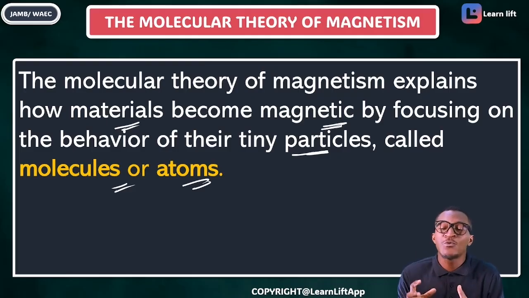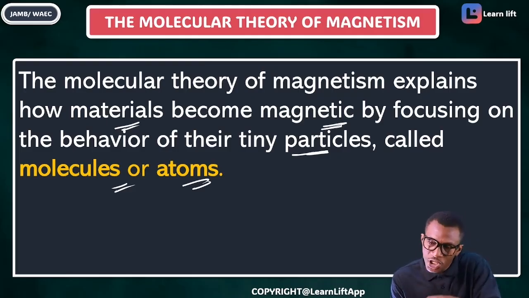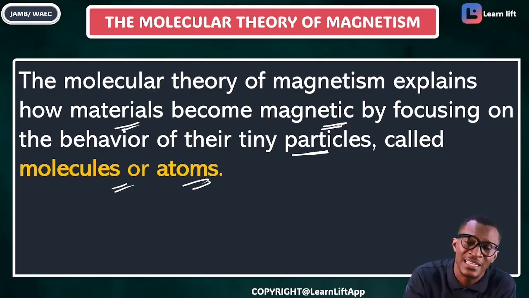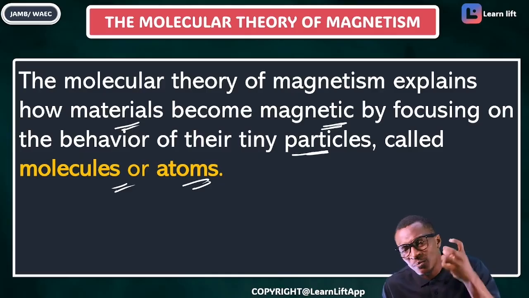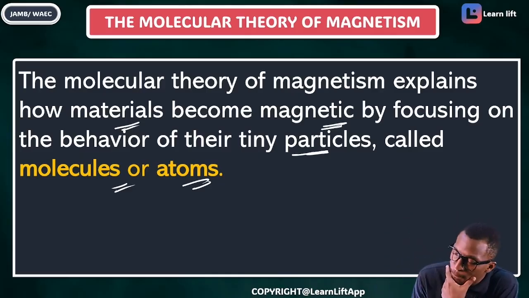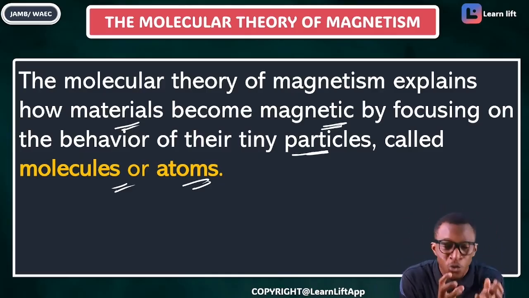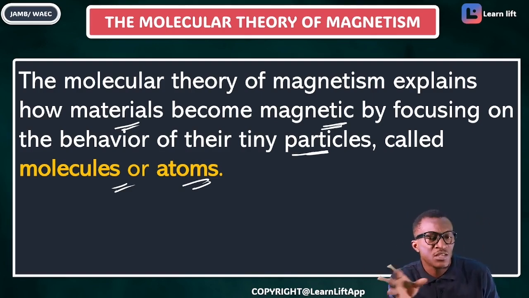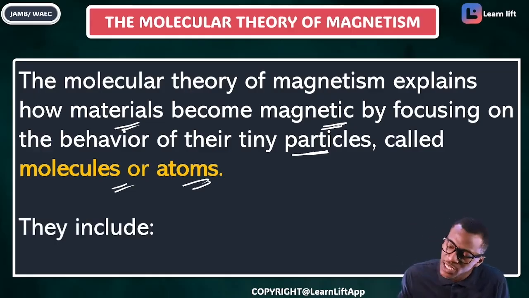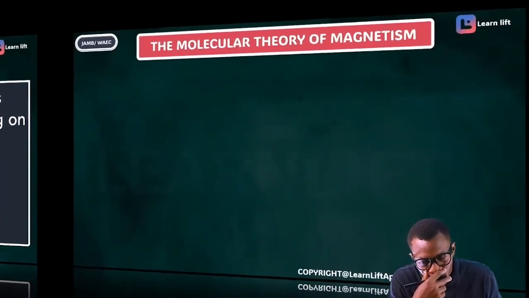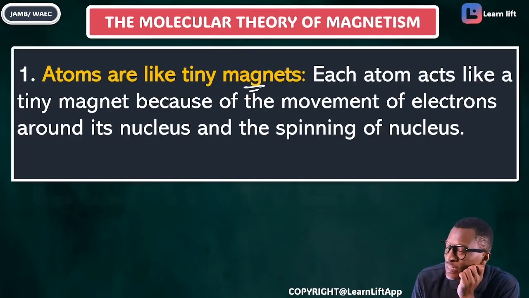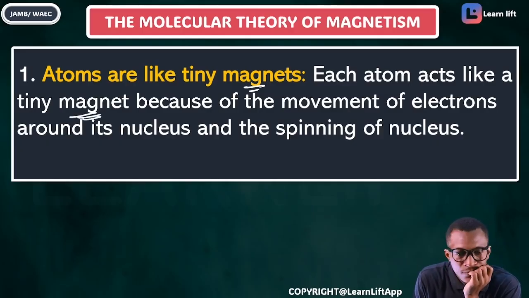Molecules. So we focus on the tiny molecules of that material. In as far as a magnet can attract a substance, we try to check the magnetism. What is it in this matter that the magnet is attracting? Because of their atoms and molecules, we start to say there's something about these molecules. What are the things we are checking? Number one, take note that atoms are like tiny magnets. I just explained that. Each atom acts like a tiny magnet.